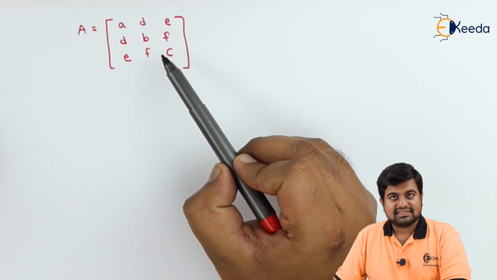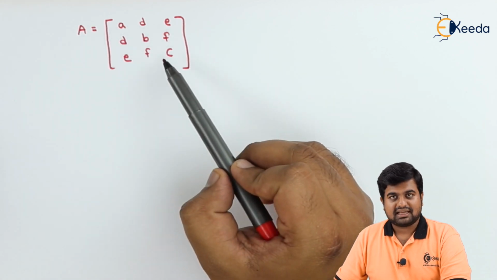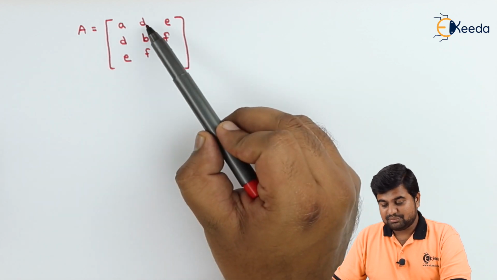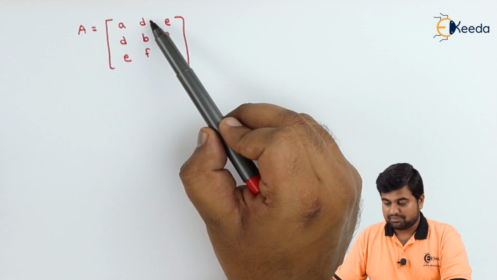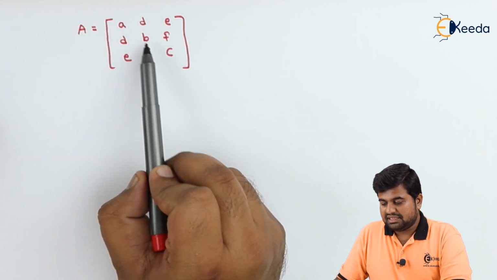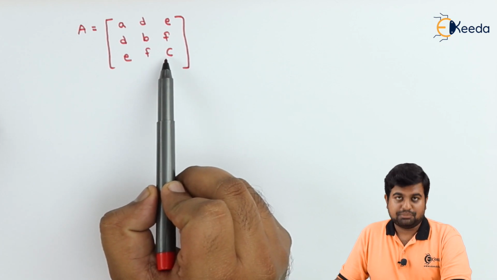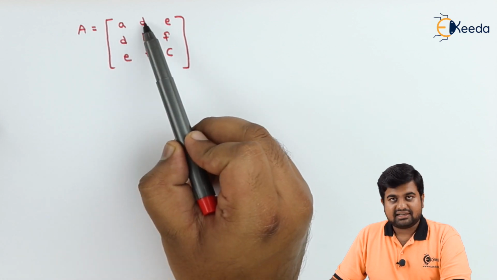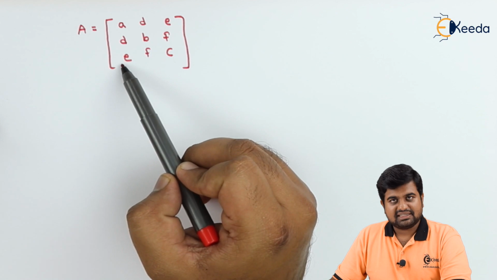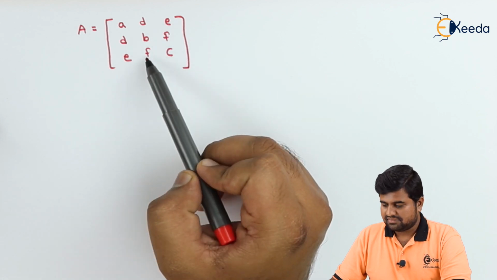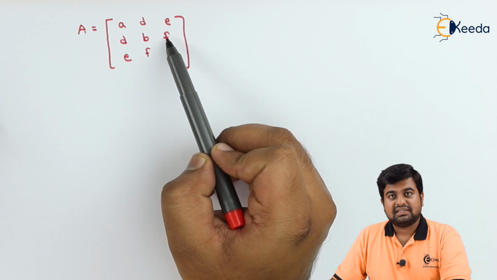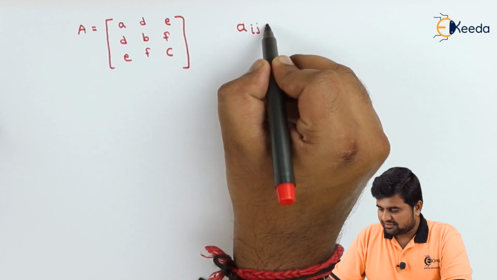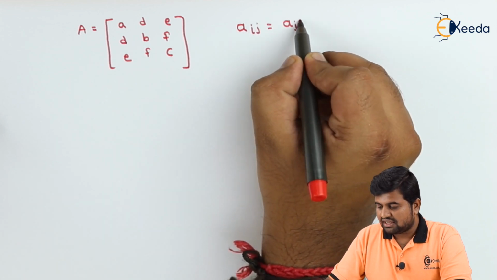We can consider this diagonal A, B, C as a mirror of this particular matrix. So the element on the left hand side and the element on the right hand side will be the same. In this matrix, the left hand element D and the right hand element D are the same. Left hand element E and right hand element E are the same. Left hand element F and the right hand element F are the same. So in general, we can say element Aij is equal to element Aji.